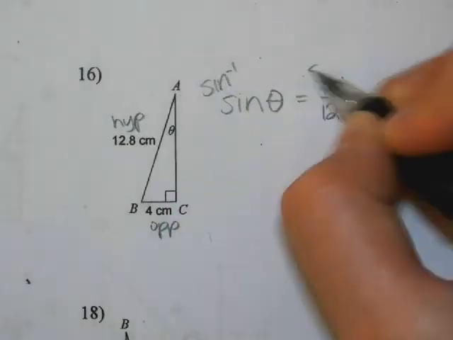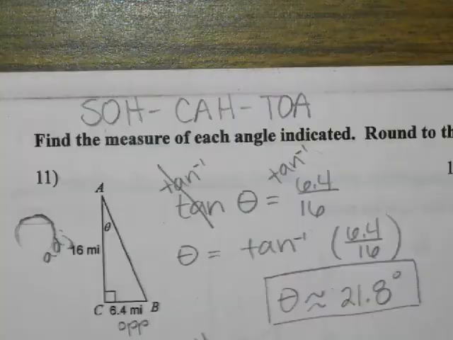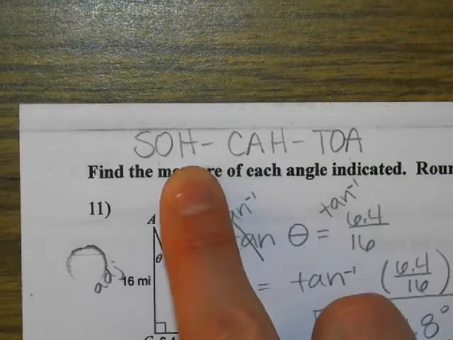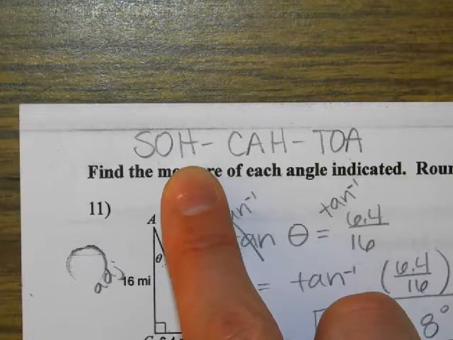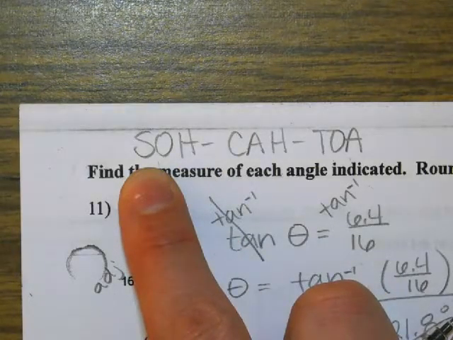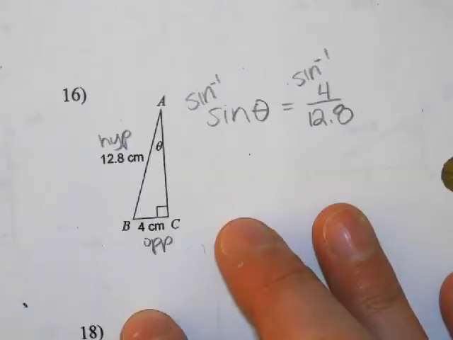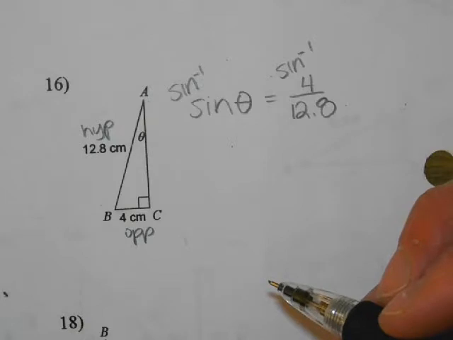How do you know which one you use? SOHCAHTOA. So when I looked at that problem, I wrote down the names of the sides, and I saw that the two names were opposite and hypotenuse. And the one that has opposite and hypotenuse is the S, so sine. So when we're finding angles, we do the inverse. And when we find the sides, we do the regular thing.